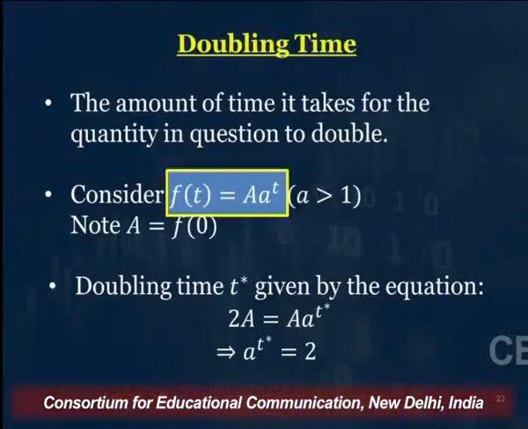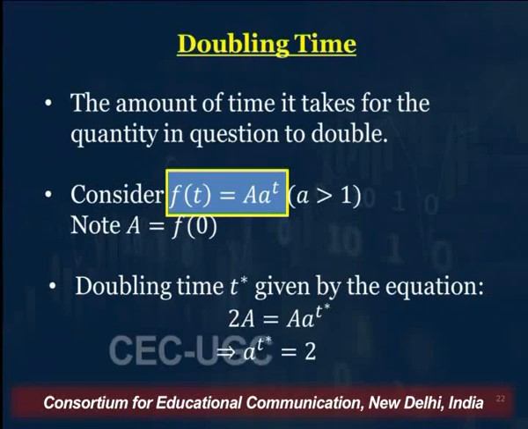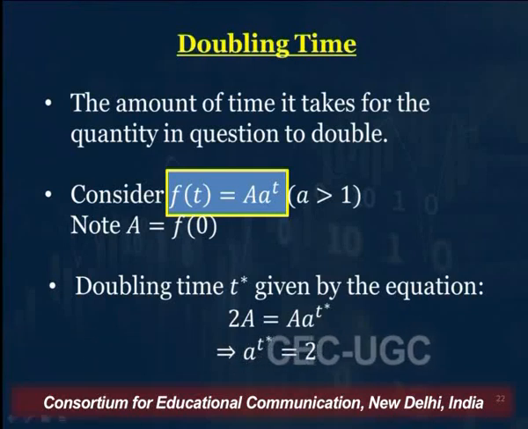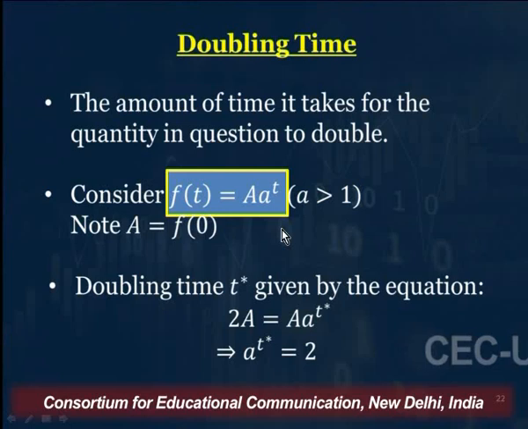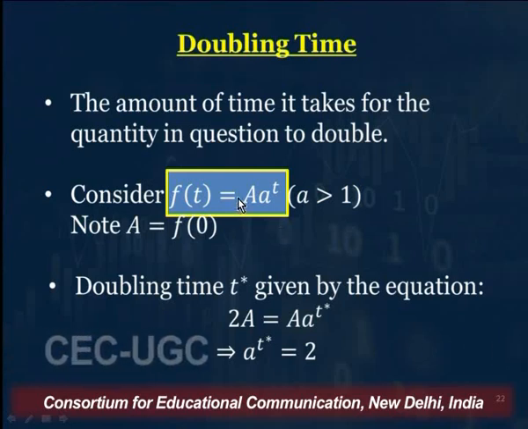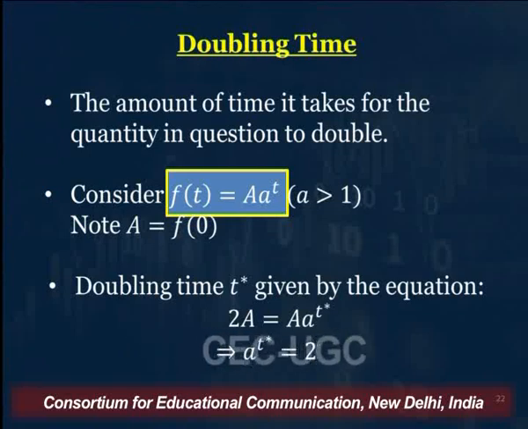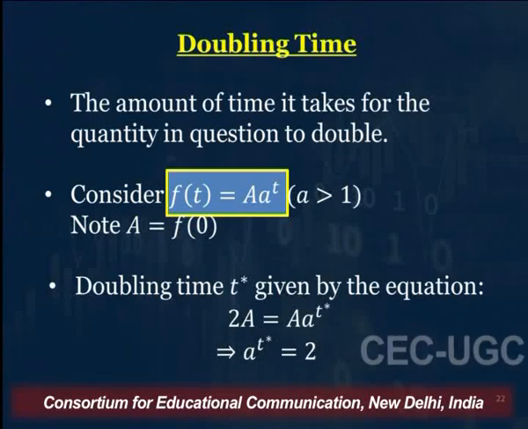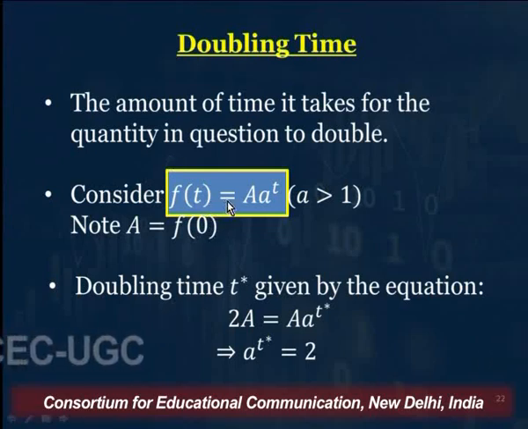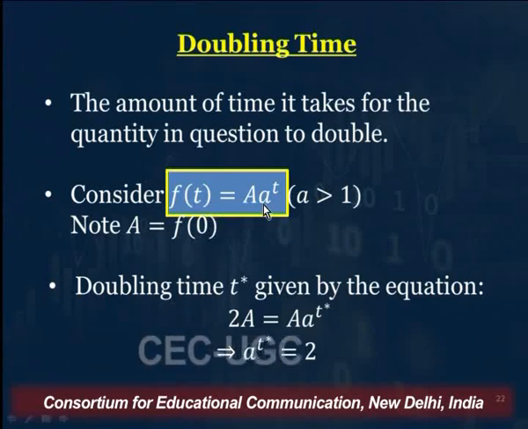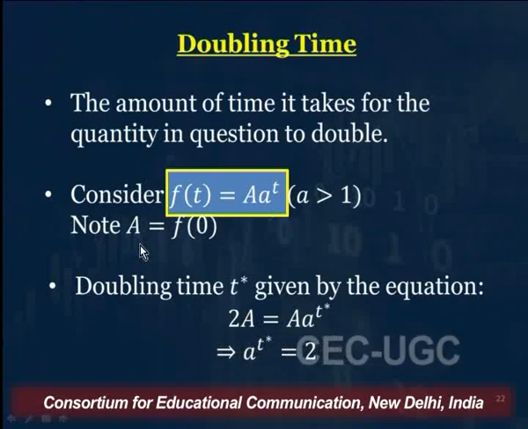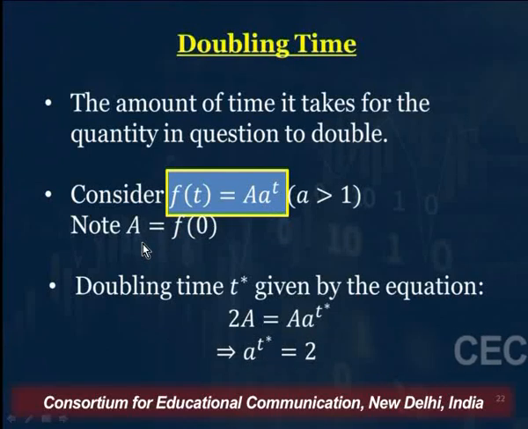Doubling time refers to the amount of time it takes for the quantity in question to double, to become double of what it was originally, right. So let's see how we calculate the doubling time. This is a very important concept which is used when we talk about exponential functions or any situations that are captured through exponential functions. So our exponential function is given by f of t equal to capital A times small a to the power t, right? And we have said here that capital A represents our initial value.